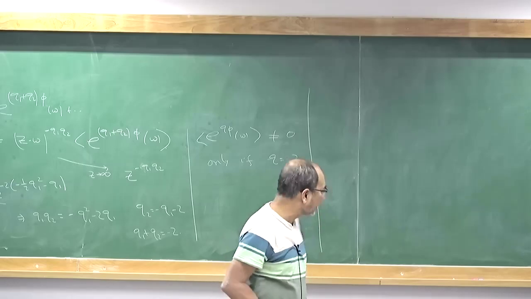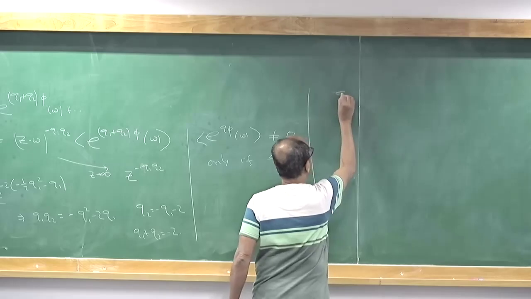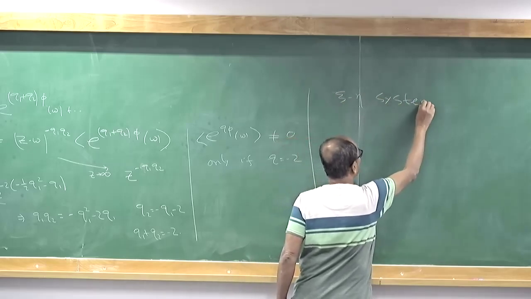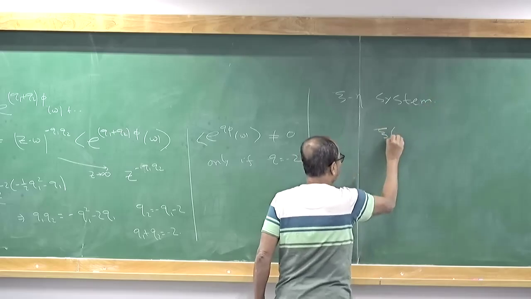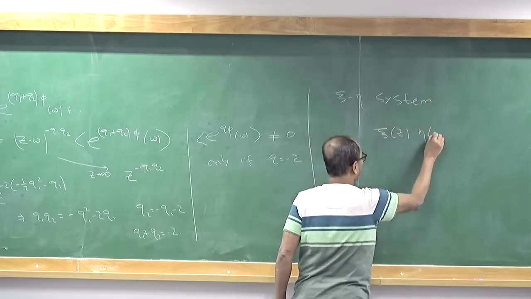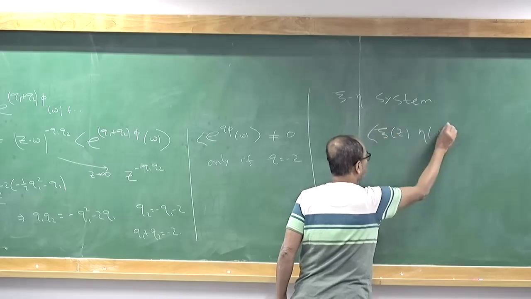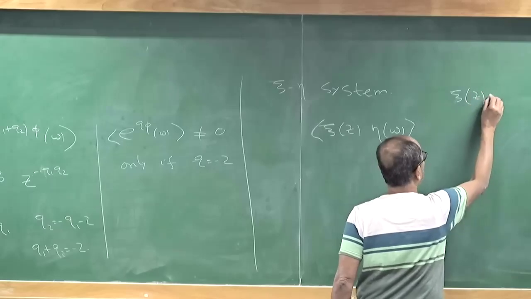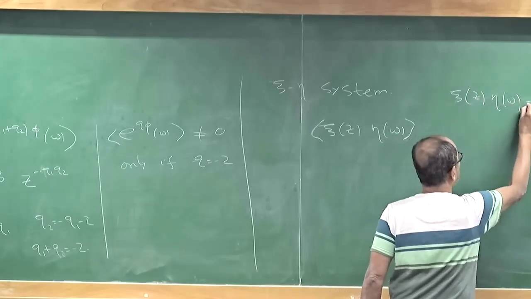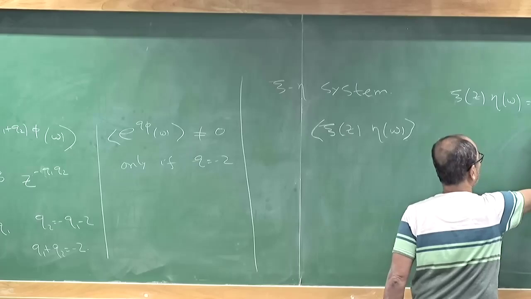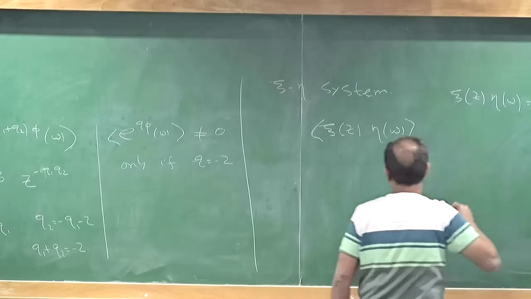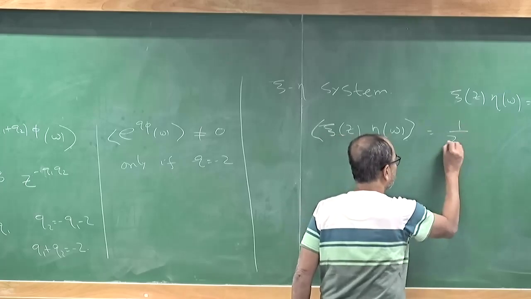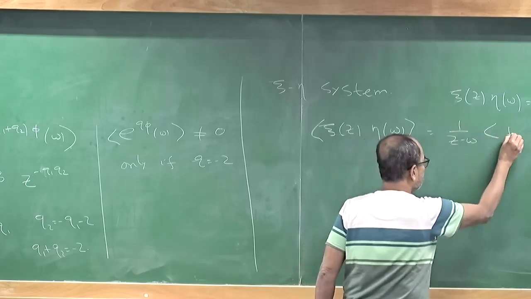Okay. So for the xi eta system, let's start with xi of z, eta of w. If you remember, xi of z, eta of w is 1 over z minus w plus higher order terms. So this should be 1 over z minus w times the expectation value of the identity.